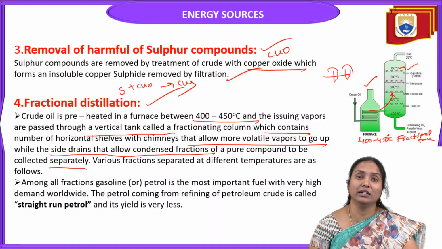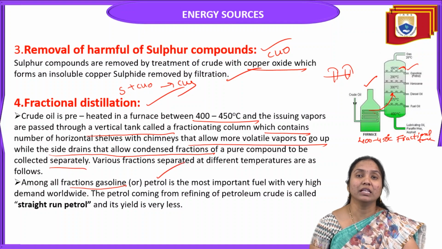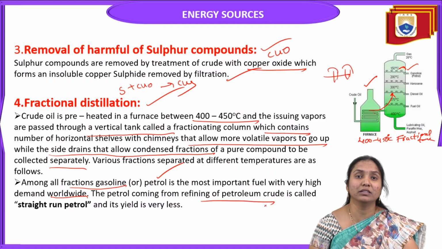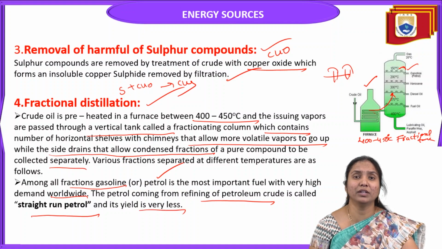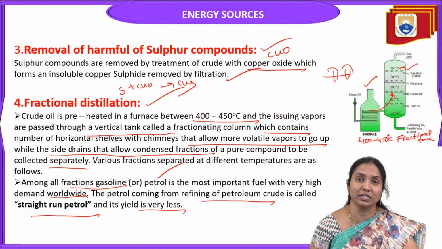These fractions include diesel, kerosene, petrol, naphtha and heavy oils. Among all the fractions, gasoline or petrol is the most important fuel, with very high demand worldwide. The petrol coming from refining of petroleum crude is called straight run petrol, and its yield is very less. Straight run petrol means we obtain petrol directly from the refining of petroleum.